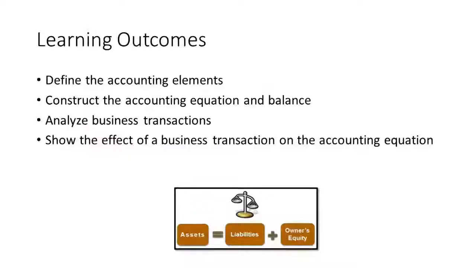So here we go. What are we going to talk about today? Well, we're going to define the accounting elements. Again, assets, liabilities, owner's equity. We're going to construct the accounting equation and learn how to use it to make sure that we balance. That's going to be the main theme today. If you take anything away today, learn how to balance using the accounting equation. Analyzing balanced transactions, in other words, what is it? And then show the effect of the business transaction on the accounting equation.